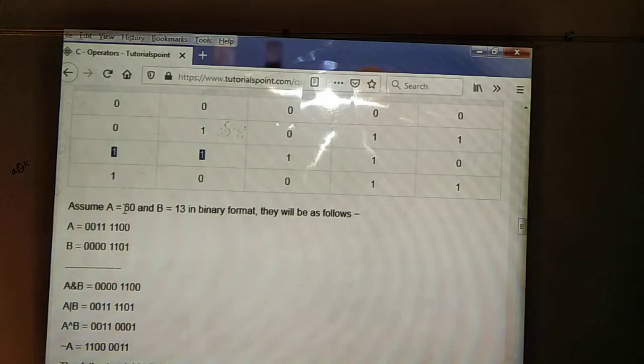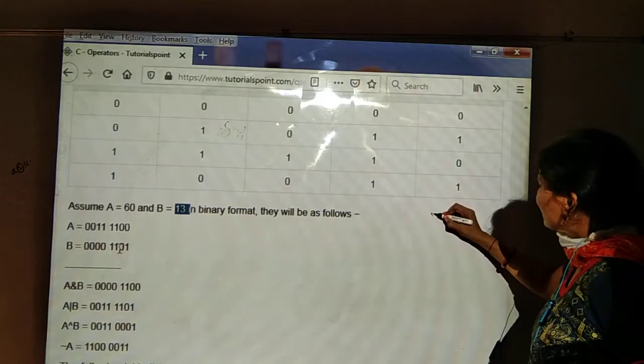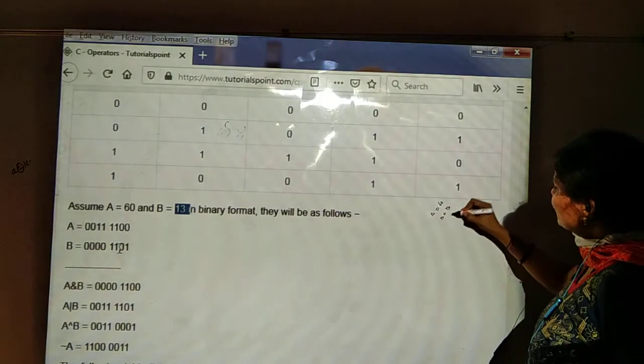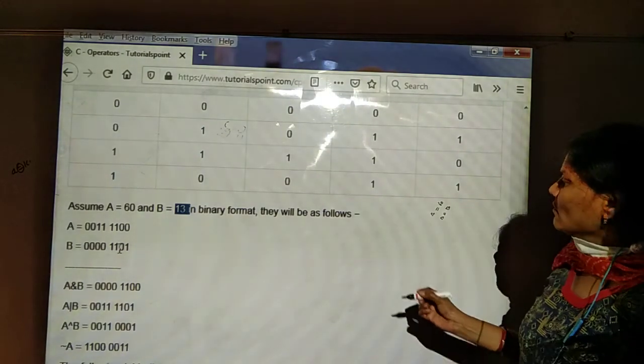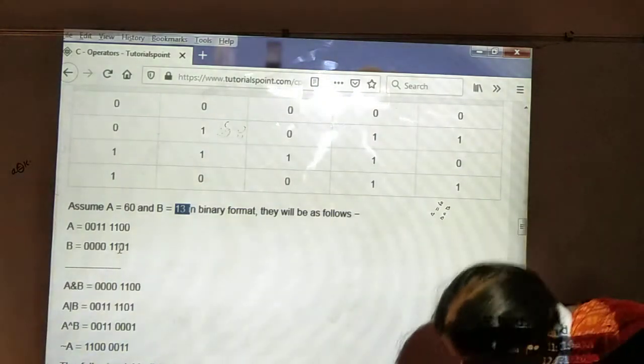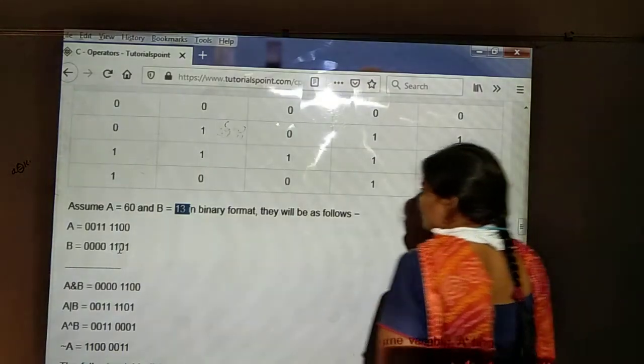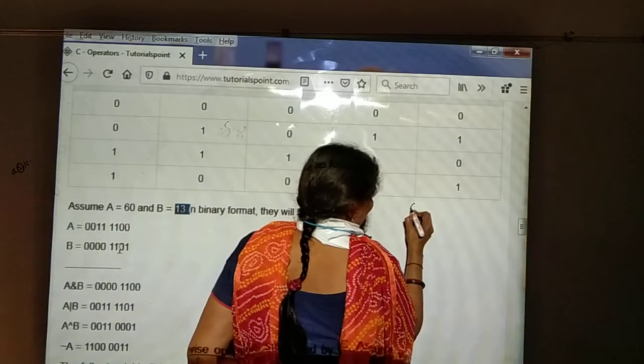Assume that A value is 60 and B value is 30 in binary format. They will follow the operation. What is the meaning here? Whatever data we have given, A equal to 60, B equal to 30. Means we need to perform the binary operation. What is the binary operation? For that we need to convert the decimal number to binary form. How to convert? First we need to convert 60 into binary form.